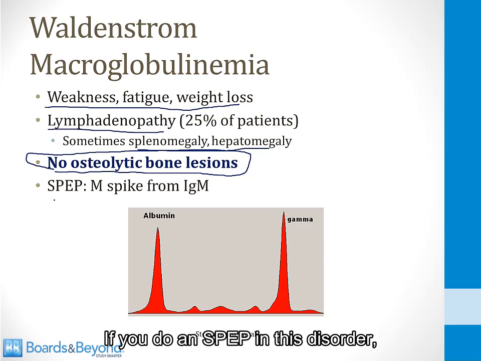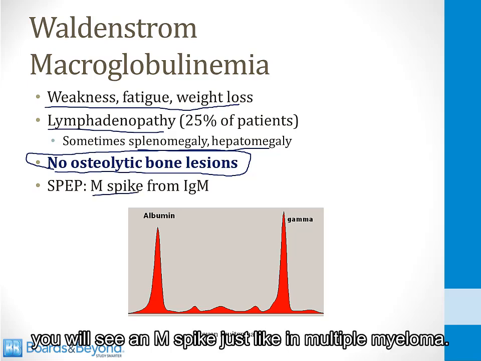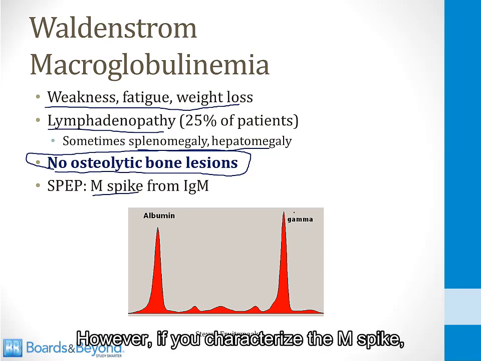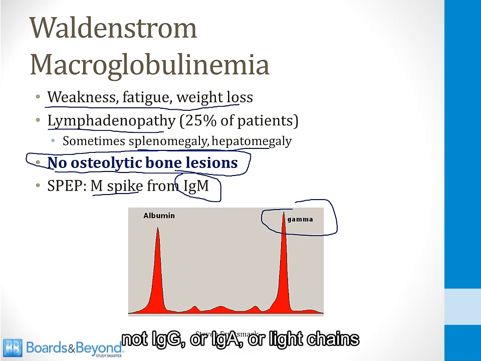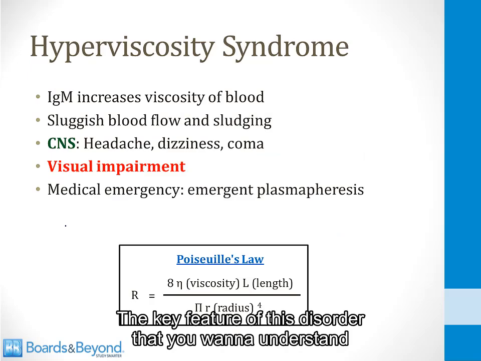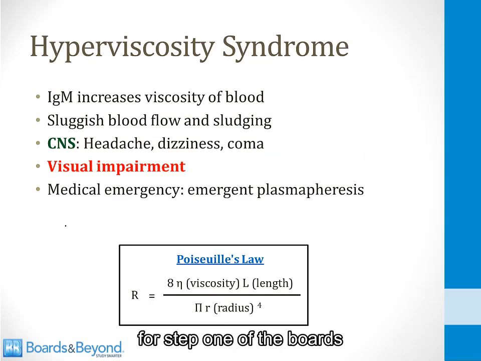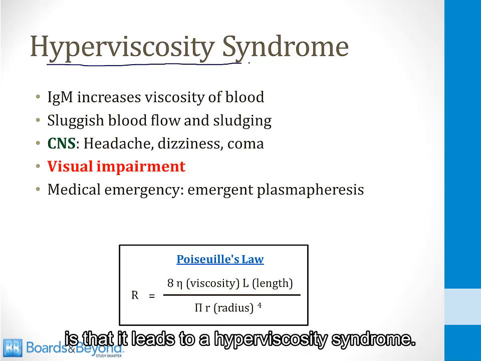If you do an SPEP in this disorder, you will see an M spike, just like in multiple myeloma. However, if you characterize the M spike, you will find that it's coming from IgM, not IgG or IgA or light chains, as is seen in multiple myeloma. The key feature of this disorder that you want to understand for step 1 of the boards is that it leads to a hyperviscosity syndrome.